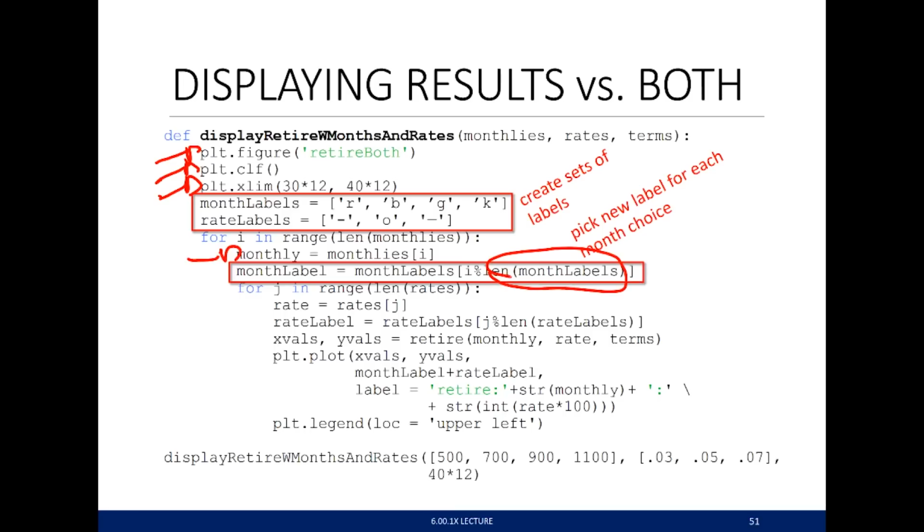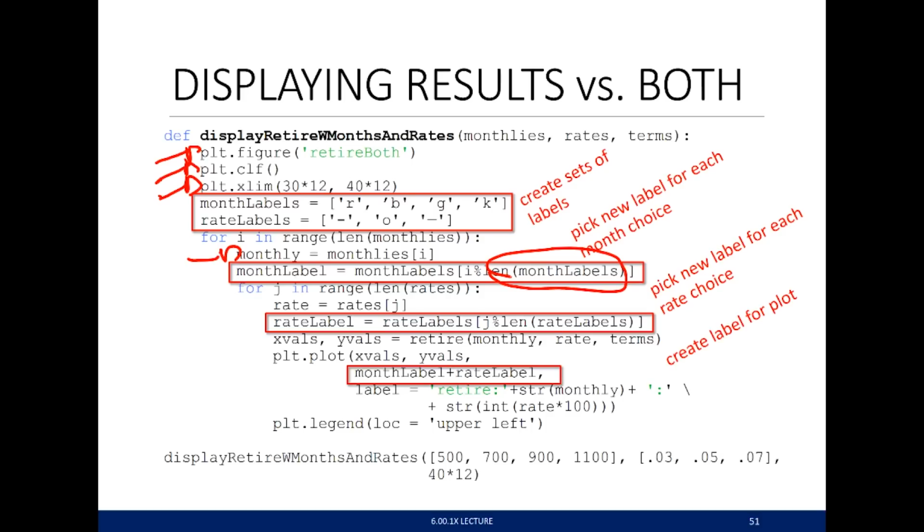So it's going to walk through the labels one at a time, and if I have more choices than I have actual labels, it'll cycle back to the beginning. But this is going to let me select out the label. I'm going to do the same thing with the rate label. I'm going to pick it using the remainder function so that I cycle through those choices. And then when I do the display, I should get something that better separates out the visualization. So let's see if that actually happens.